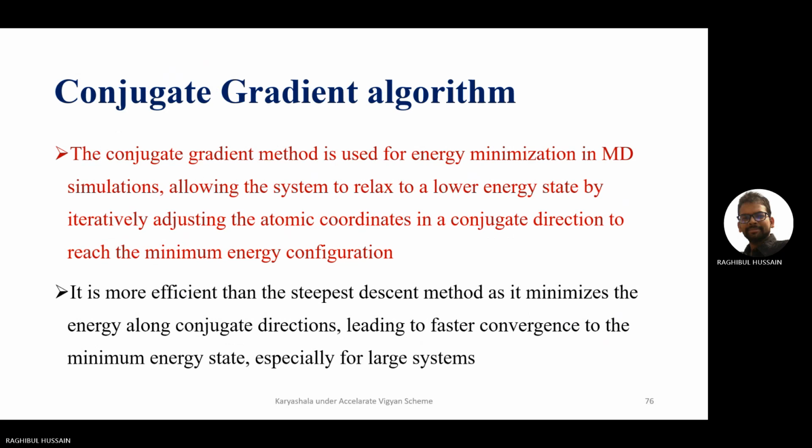Then there is another algorithm, the conjugate gradient algorithm. This method is used to do the energy minimization, allowing the system to relax to a lower energy state by iteratively adjusting the atomic coordinates in a conjugate direction. It is more efficient than the steepest descent method as it minimizes the energy along the conjugate direction, leading to faster convergence to the minimum energy state.